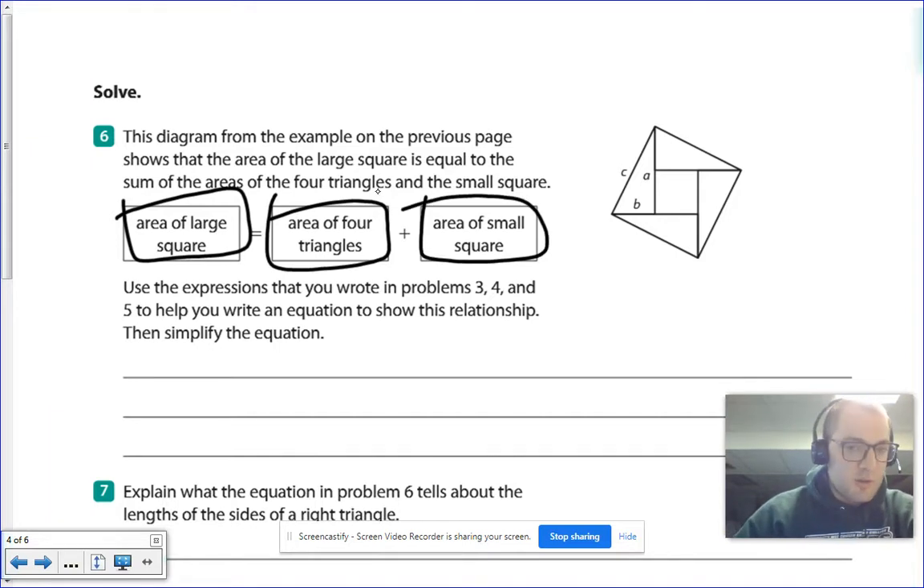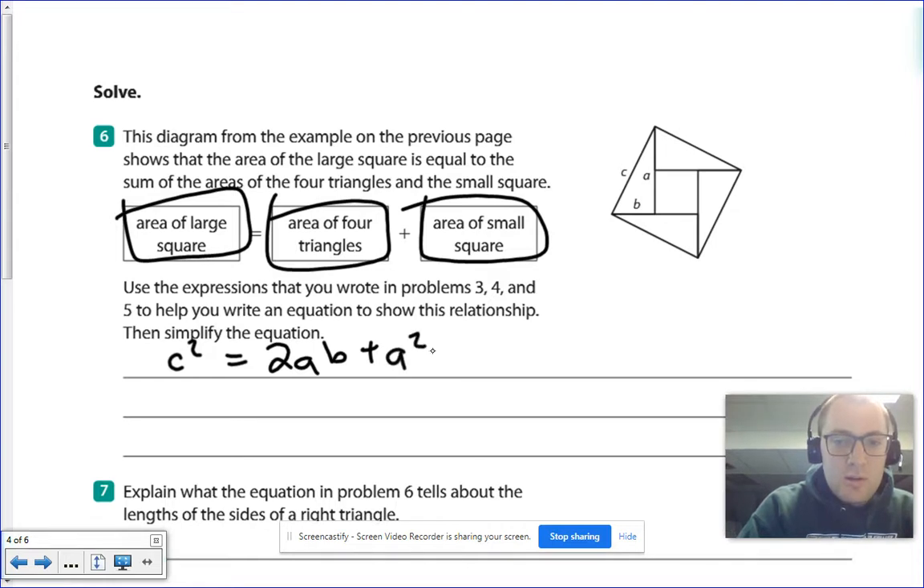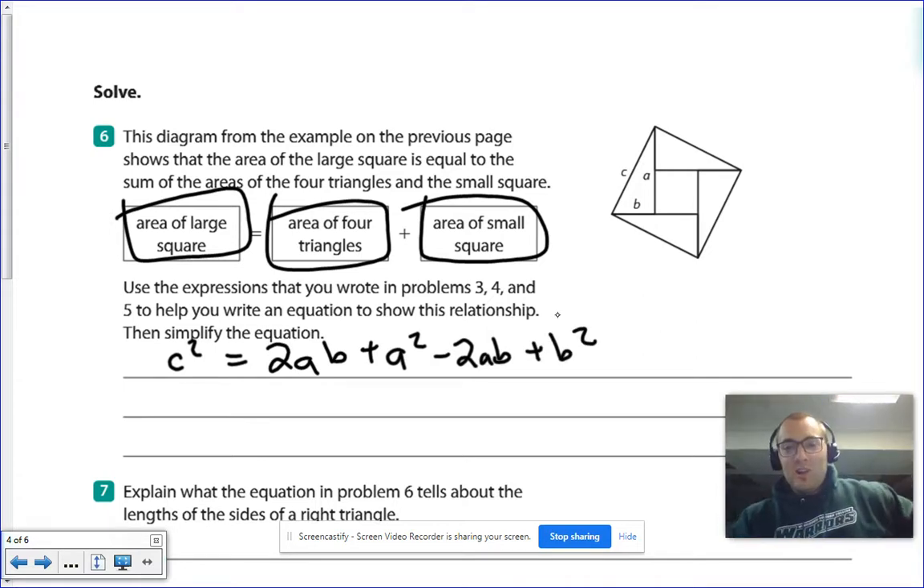Okay, so area of the large square. Area of the large square, we said that was C squared. Okay, so C squared equal to the area of the four small triangles. I think we ended up with 2AB. Okay. And plus the area of the small square, which was that whole long thing in number 5 there, which was A squared minus 2AB plus B squared. Okay. So that long equation.